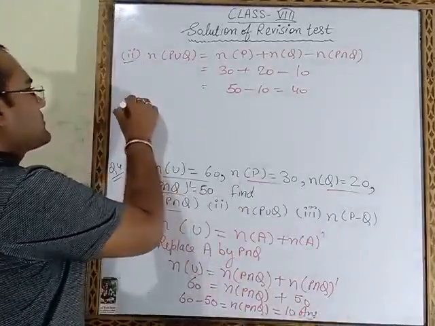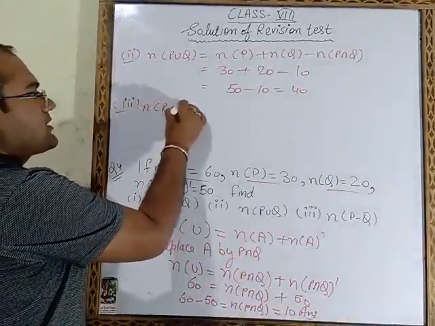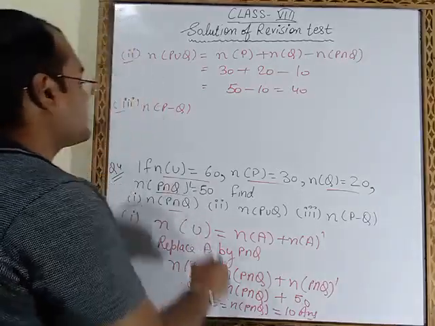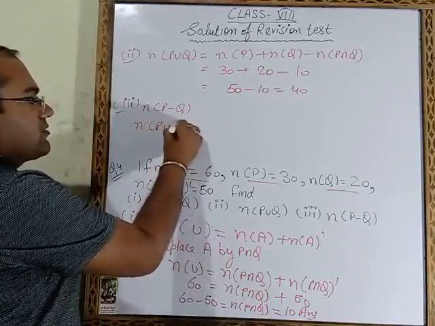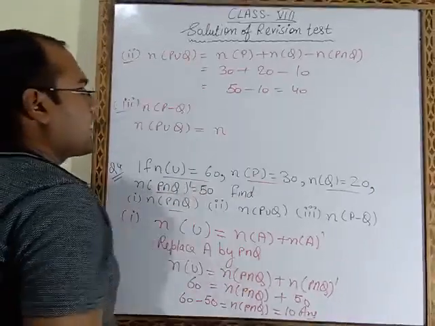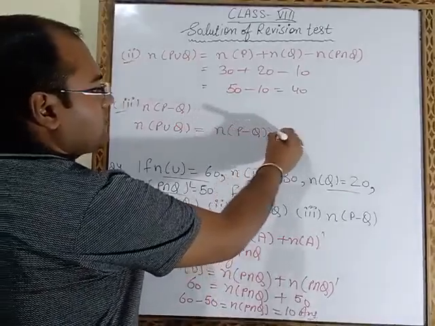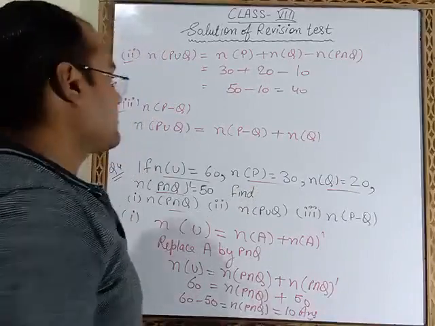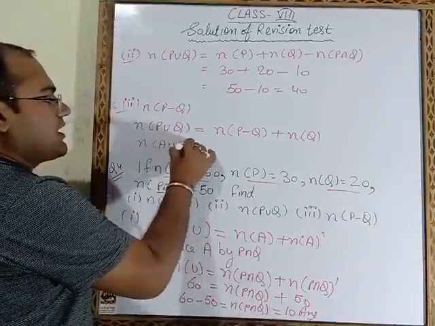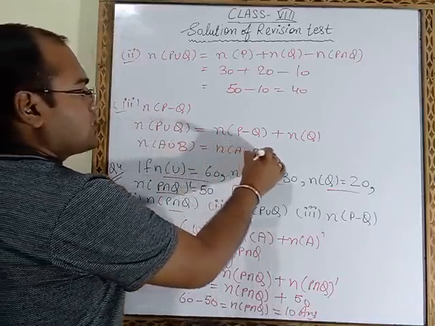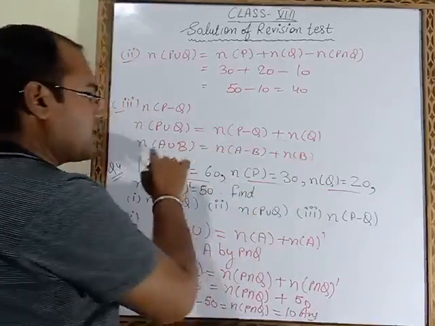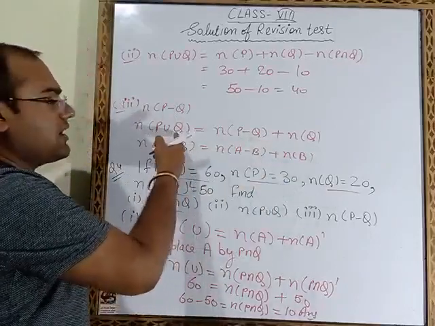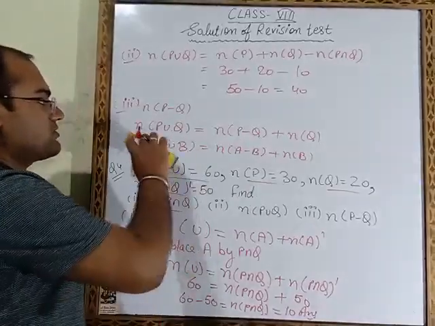Now the third part. n(P − Q) is the thing we have to find. So in this case, what do you have to do? We will use the formula of n(P ∪ Q). The formula is n(P ∪ Q) = n(P − Q) + n(Q). The formula for n(A ∪ B) you had learned: n(A ∪ B) = n(A − B) + n(B). But instead of A and B, we have to take P and Q everywhere. So this is the formula we will use here.